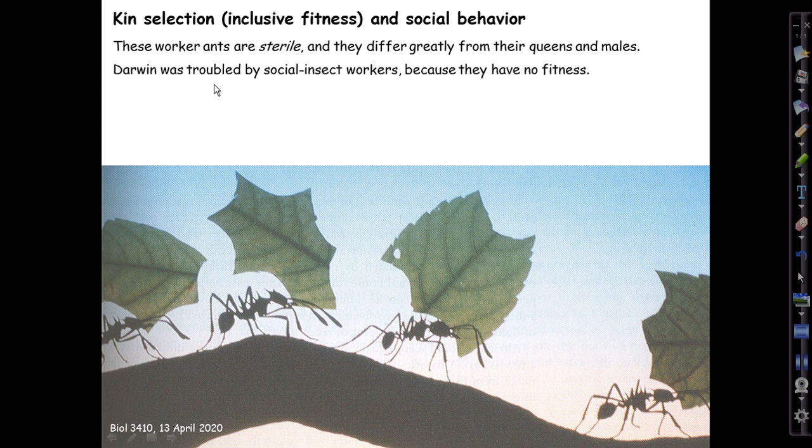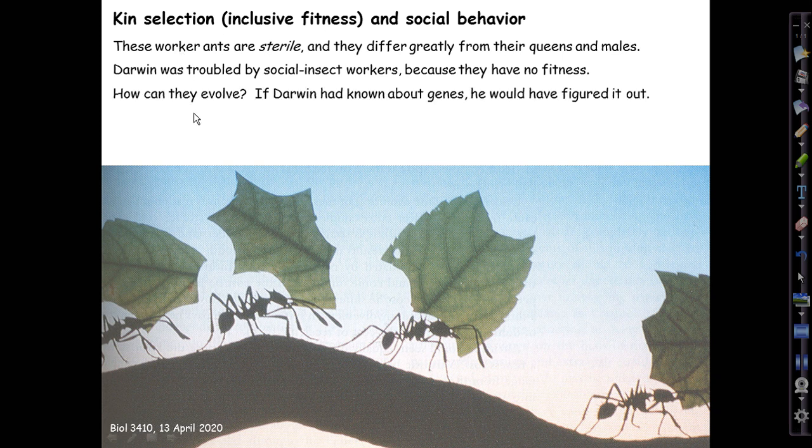Darwin, a great naturalist, knew well about the lives of social insects, and he was hugely troubled by the existence of social insect workers because they have no fitness. And in a famous passage in The Origin, he says, I'm going to focus now on this difficulty, which at first seemed to me fatal to my entire theory. He meant the theory of natural selection.